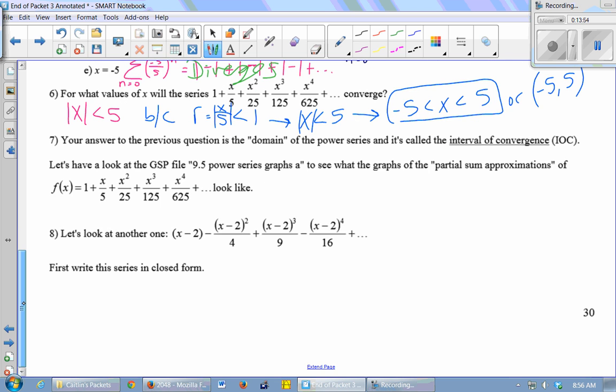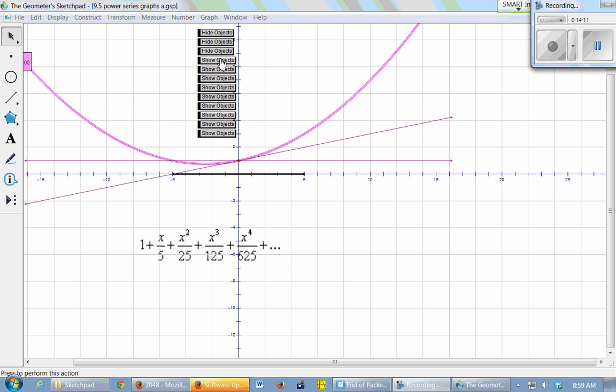All right, so we're going to look at a little animation file to see what the partial sums of this thing look like. Because each partial sum of f of x is a function, right? So I just want to see what those partial sums look like. Record this.